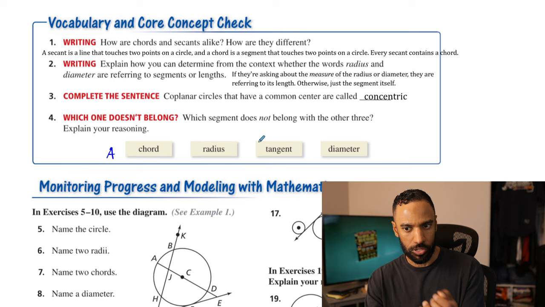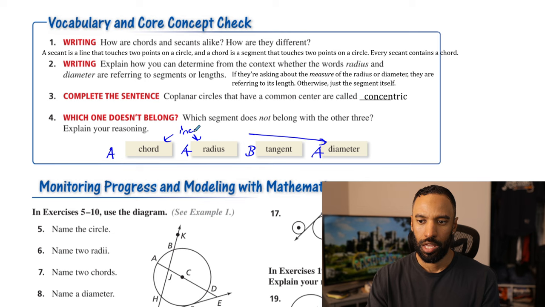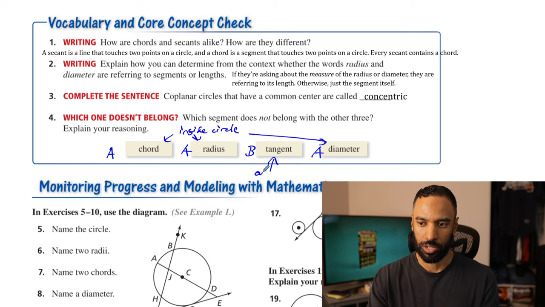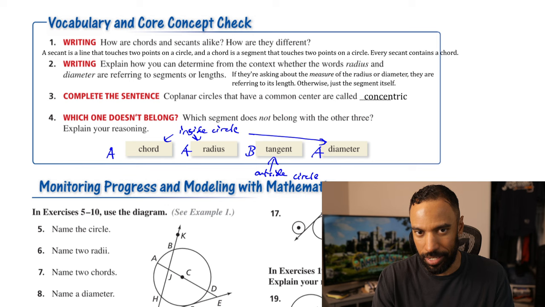So I think that these ones are inside the circle, and tangent's outside the circle. I think that's the idea. Inside circle, where this is outside circle. I was thinking before ones that hit the center. I was ready to say that the chord was different than the other ones, because radius and diameter both hit the center of the circle, but the tangent line does not. It never does on that one.